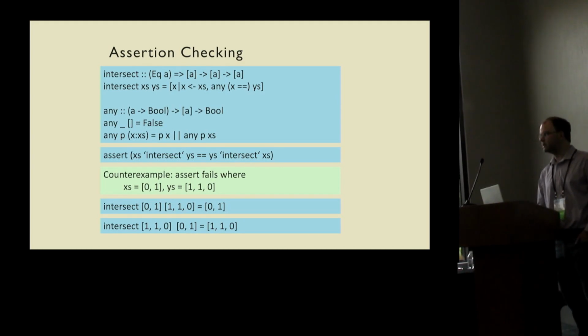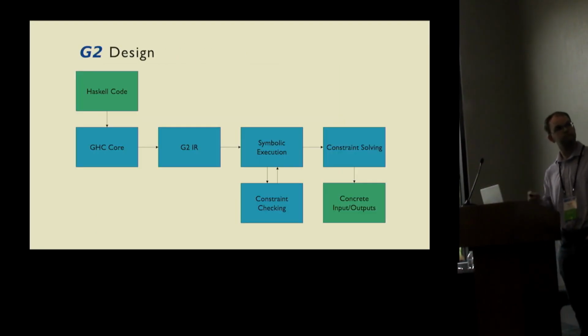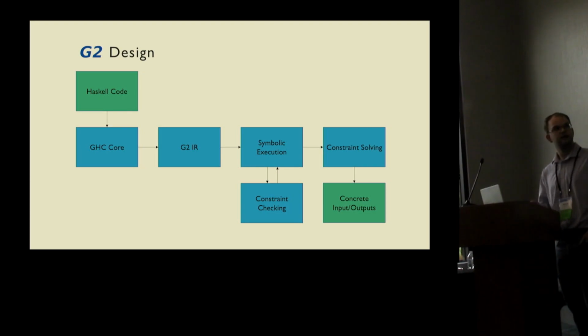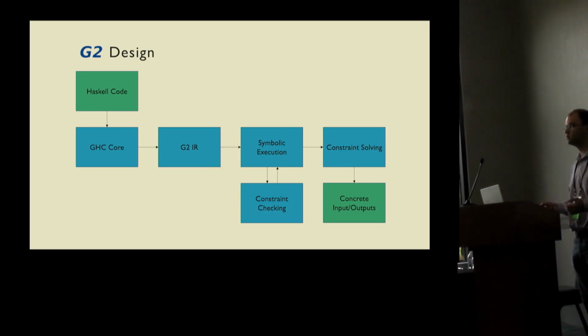So in this talk, I'm going to be exploring applications of symbolic execution that go beyond just this assertion checking. I'm in particular going to be talking about a symbolic execution engine named G2 that myself and some collaborators developed. G2 targets symbolic execution of non-strict functional languages, which in practice means Haskell. And this is a very high-level overview of how G2 works. We take the Haskell code, we turn it into something called GHC Core. GHC is a Haskell compiler, and GHC Core is one of its intermediate representations.